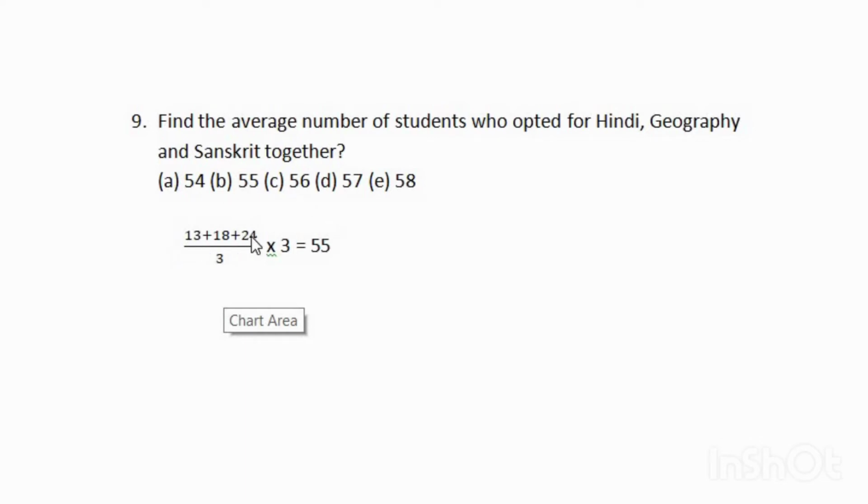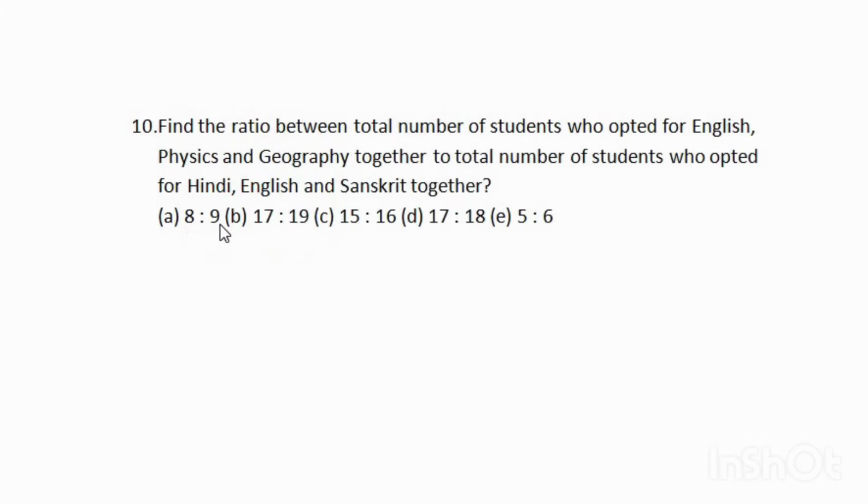So 13 plus 18 plus 24 divided by the average of these three, the total number, that is 3 here. And into this 3, the total number of students. Okay. So when you simplify this, you will get the answer 55. 3 gets cancelled. And 8 plus 4, 12 plus 3, 15, remainder 1. Then 1 plus 1, 2, 2 plus 2, 4, plus that remainder 1, 5. So 55 is the answer. Which option? Option B. Next question.